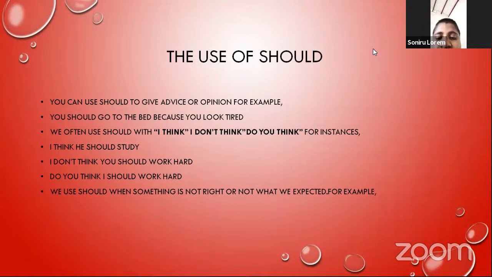So we talked about how can is used to demonstrate that somebody has the ability to do something, or that something is possible to happen. So let's talk about the second use, which is should. We often use should with I think, I don't think. For instance, before going to talk about the use of should, we will talk about other uses of can.